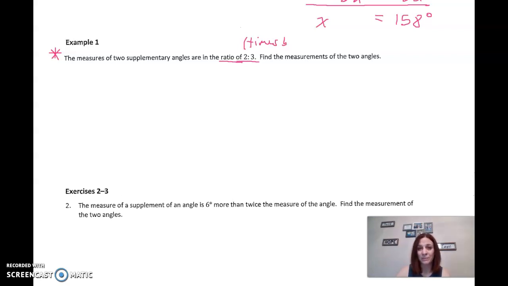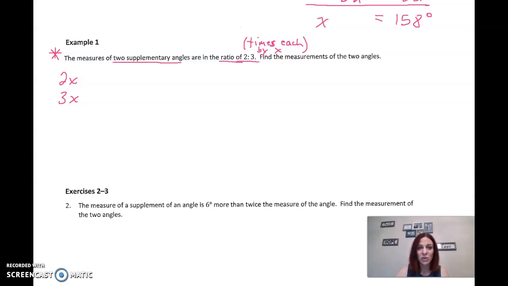Hold on. Times each by x, okay? So I'm going to go 2 times x and 3 times x. And I'm writing them off to the side, okay? Because we're going to figure out what those angles are right here. Find the measure for the two angles, okay? Now, I'm going to come back here.